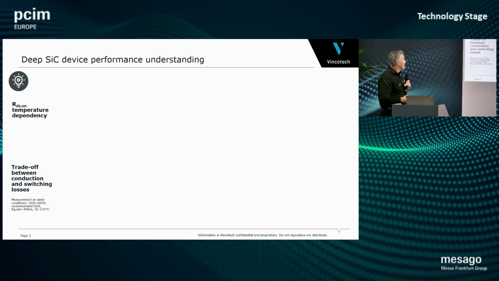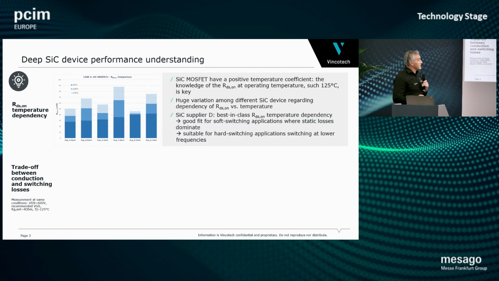Let's start with the silicon carbide device performance. As we know, the silicon carbide MOSFET has a positive temperature coefficient. So the knowledge of the RDS(on) at operating temperature, let's say at 120 degrees, is key. Looking here on the left graph, we see we have a huge variation among different silicon carbide devices and suppliers. Dependency of the RDS(on) versus the operation temperature.